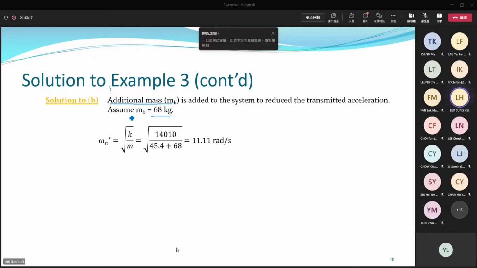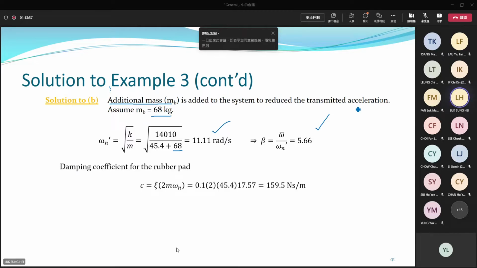So our new natural frequency becomes stiffness over a bigger mass. We have one additional mass in the denominator. The new natural frequency is equal to 11.11 radian per second. Make it bigger. Beta becomes 5.66 in this case. Increased beta can reduce TR according to the graph before, moving to the right-hand side.